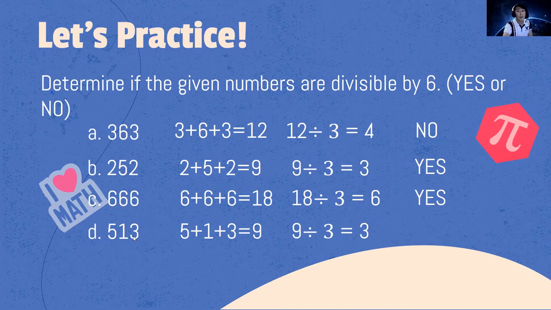513 is not divisible by 2 because it doesn't end with an even number. Therefore, 513 is not divisible by 6. It is divisible by 3 but not divisible by 6.